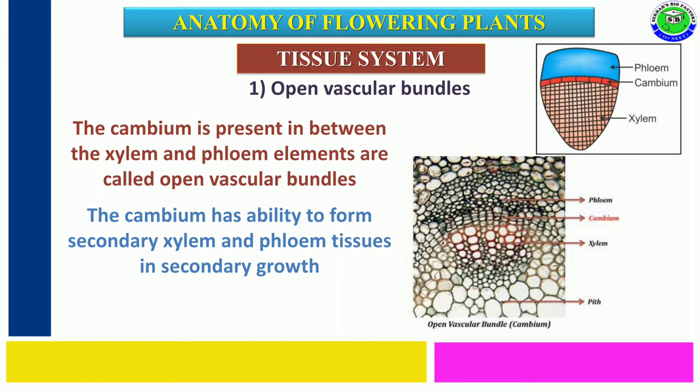In this open vascular bundle, the cambium has the ability to form secondary xylem and secondary phloem during secondary growth. These are called secondary tissues. The best example for this is the transverse section of dicot stem.